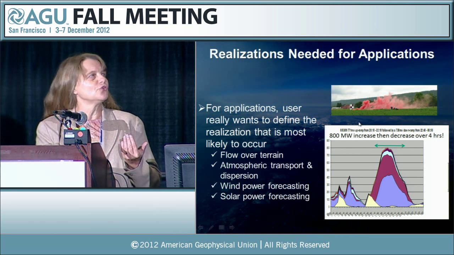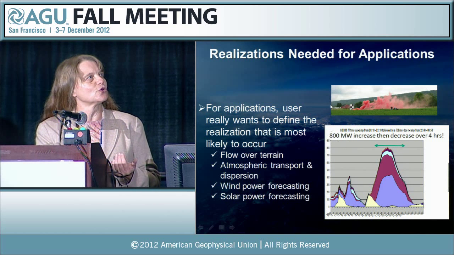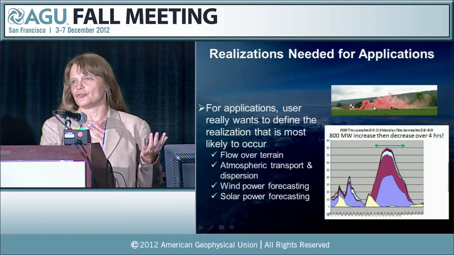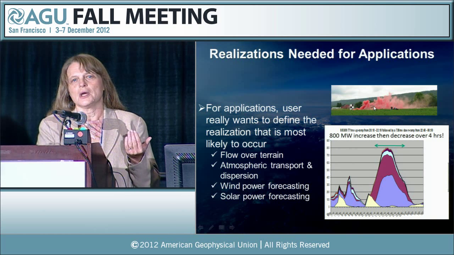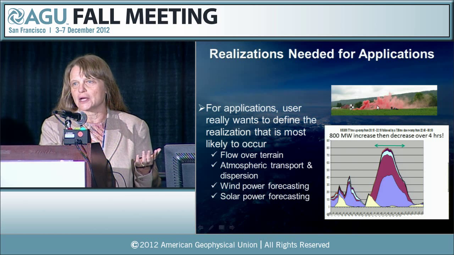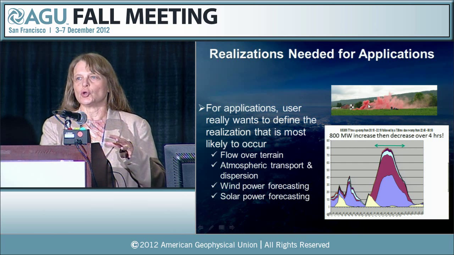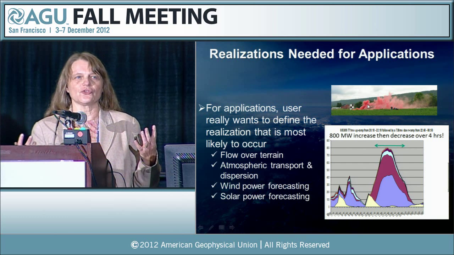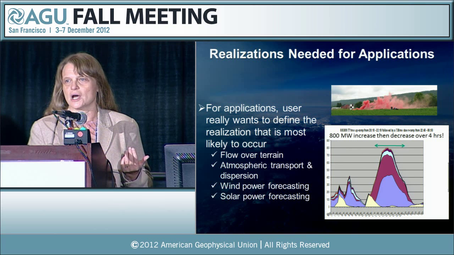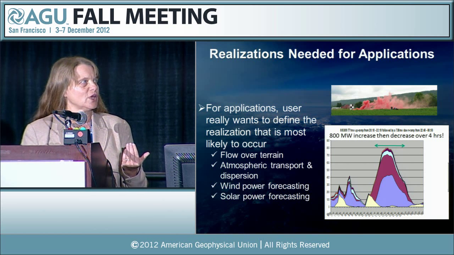Some examples are flow over terrain and atmospheric transport and dispersion. If we're on a larger scale, a decision maker may have to decide, if it's a hazardous release, what areas to evacuate. You can't base that solely on a large range ensemble. You need to be able to recover the particular realization and give a prediction of the realization.